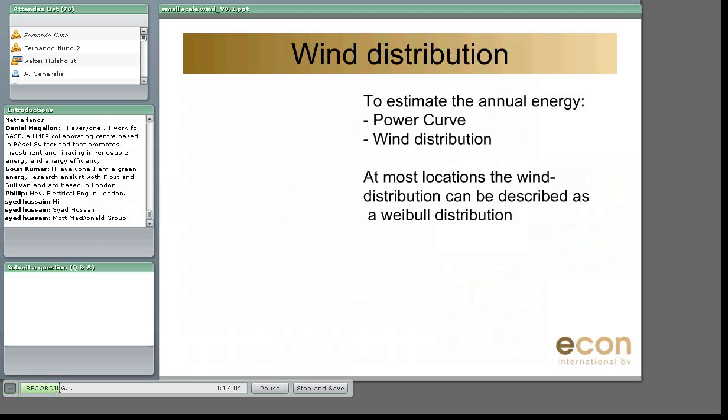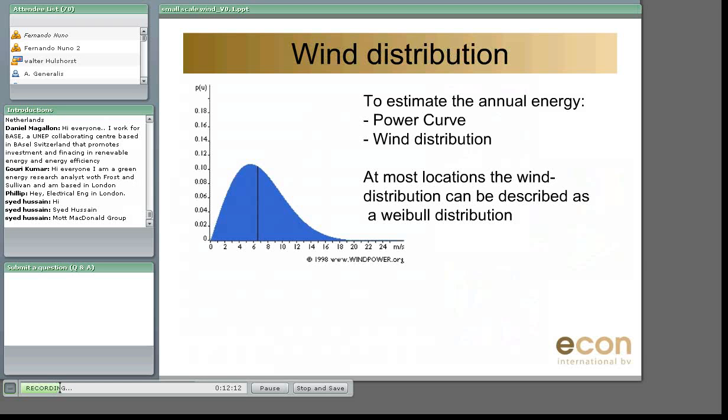And to estimate your annual energy, as I told you, you need the power curve of your wind turbine, and you need to know the wind distribution. Most wind distributions can be described as a Weibull distribution. In this example, I have on the horizontal axis the wind speed, and on the vertical axis the number of hours each year the wind speed will occur at this location. And you will see that for instance, between 6 and 7 meters per second will be the average wind speed you have at this location.